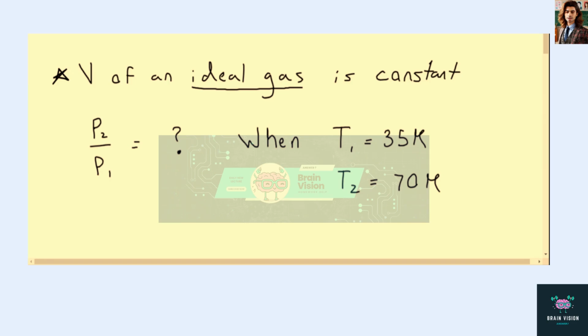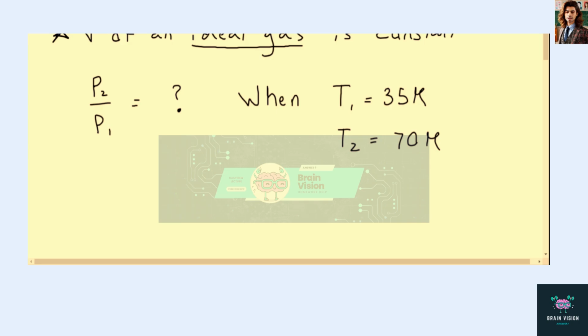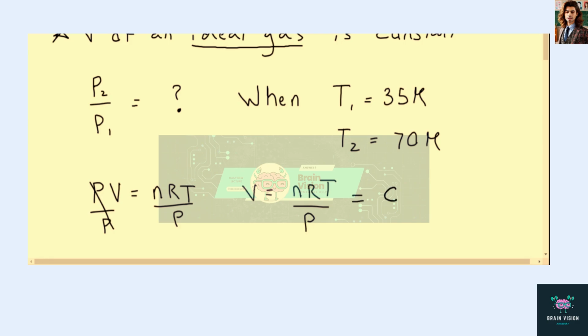Okay, so if we hear ideal gas, we should think of the ideal gas law, which is PV equals N times R times T. All right, so if the volume of our gas is constant, notice if we solved for volume here by dividing both sides by P, if our volume is constant, that means that this whole right side of this equation is also constant, right?